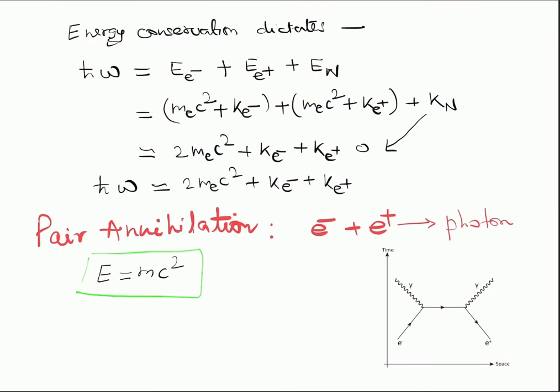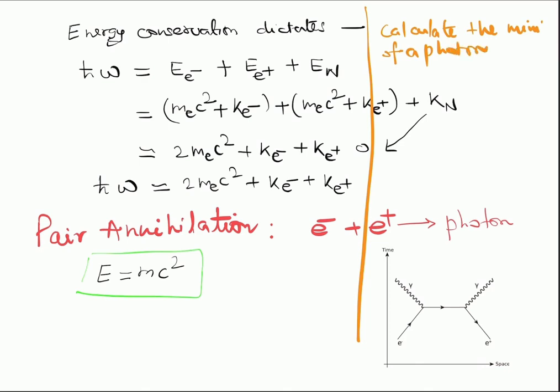Now let us solve a problem based on pair production. The problem states: calculate the minimum energy of a photon so that it converts into an electron and positron pair. Also find the photon's frequency and wavelength. So let us solve this problem.